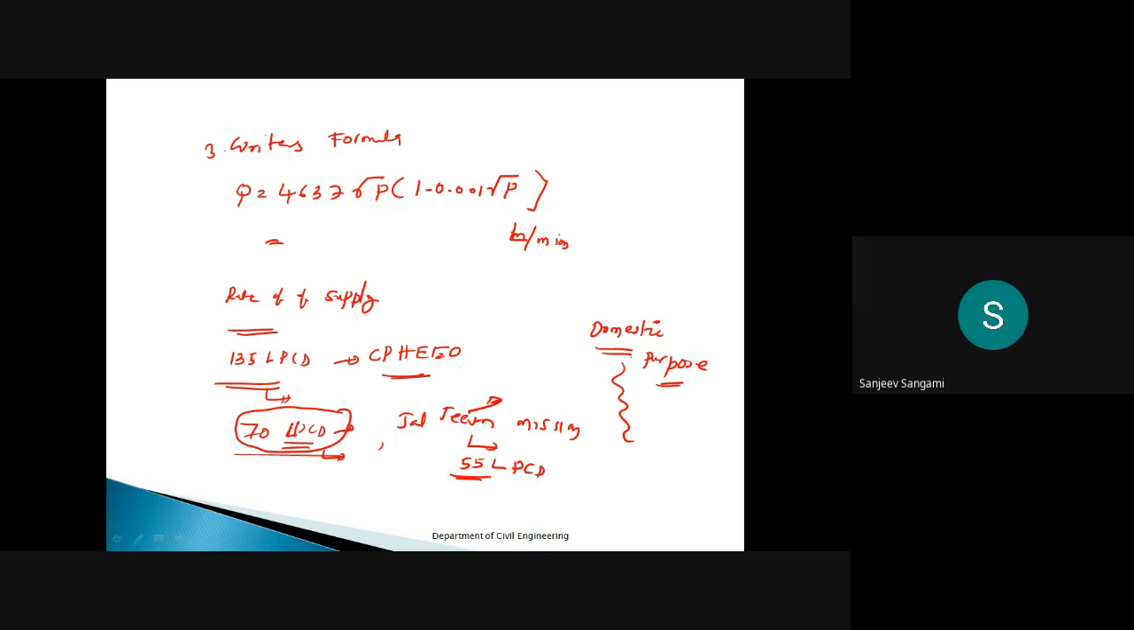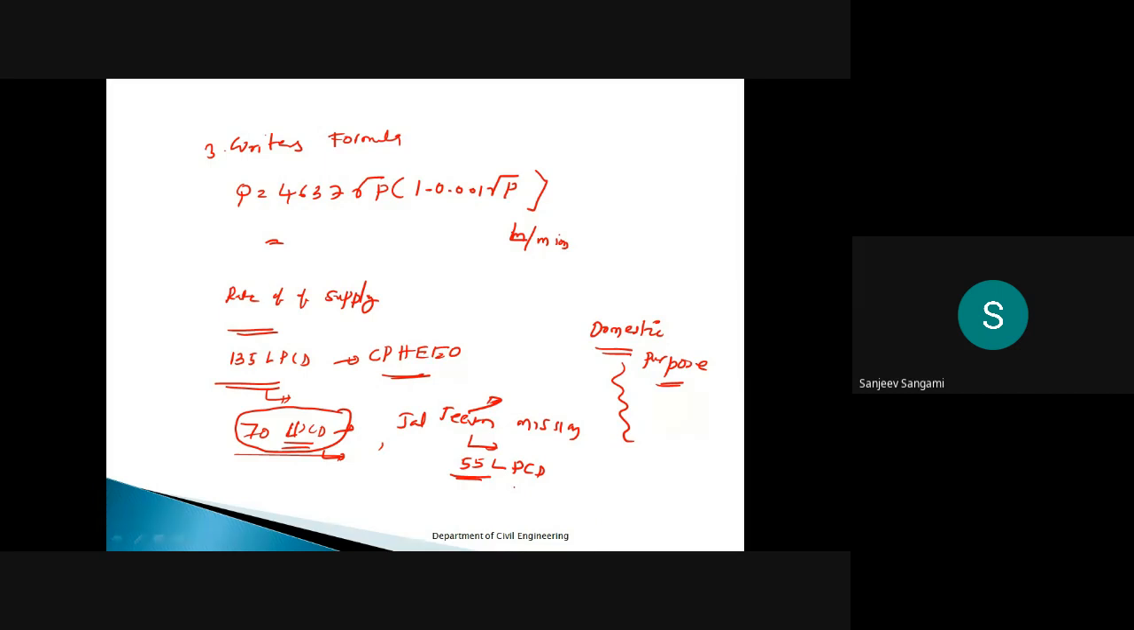After this, we discussed the design period, and we have solved the problems based on the arithmetic increase method, geometric increase method, incremental increase method, and logistic curve method. Lastly, we have also calculated the fire demand for a city having a population of 20,000. So this is the overall summary of the first module that we covered.